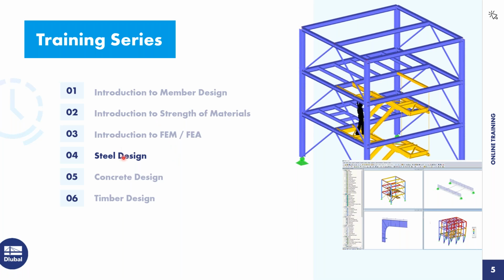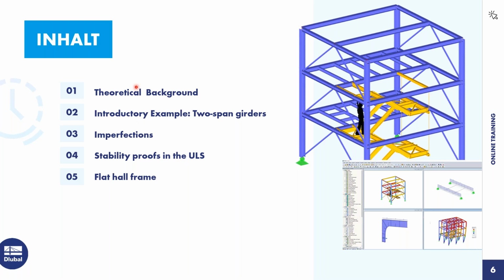So today we will handle the steel design. What are we going to do today? First of all, I will give you a theoretical background. Don't worry, it won't be a class lesson like in your studies, just the most important things in a very short time. Then together we will model a two-span girder. It's an introductory example where we do modeling, apply loads, do the calculation, and then the design of this steel beam. Then I will give you some information about imperfections and also stability proofs or stability design checks in the ultimate limit state. And in the end, we will model a flat whole frame where we go deeper into applying imperfections and the stability design check.